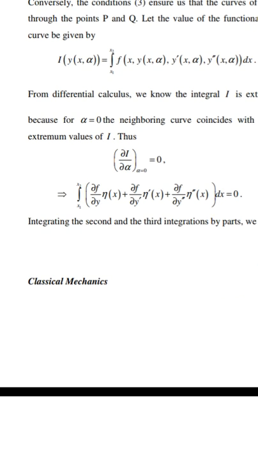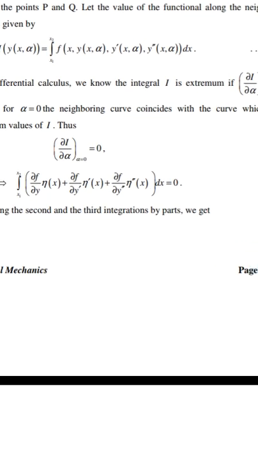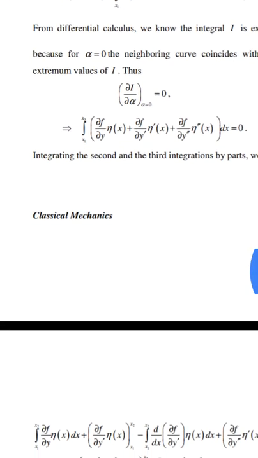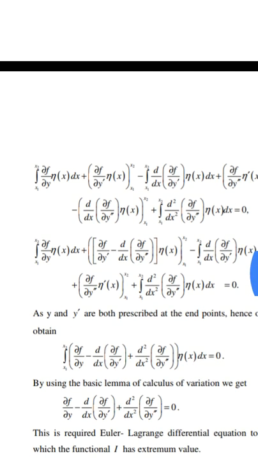Therefore integral from x1 to x2 of del f by del y eta of x plus del f by del y dash eta dash of x plus del f by del y double dash eta double dash of x dx is equal to 0. Integrating by parts, and since eta of x1 is equal to eta of x2 is equal to 0, and eta dash of x1 is equal to eta dash of x2 is equal to 0, and so on.